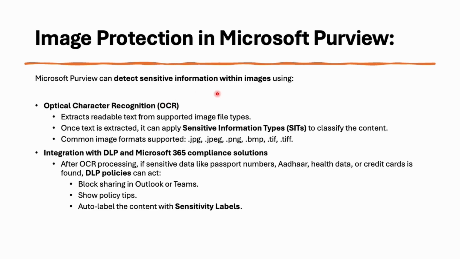Let's see how Microsoft Purview can protect those images which contain your sensitive information. It has one main component known as OCR, Optical Character Recognition. What exactly it does is extract the readable text from the images, and the supported image types are JPG, PNG, BMP, TIF, almost all the image types. And we have SIT, sensitive information types, that will classify the content found in the images. On top of it, we create a DLP policy. The DLP policy comes into the picture after detecting this sensitive information, and depending on the policy, you can block sharing in Outlook or Teams, and you can also show policy tips to the user.